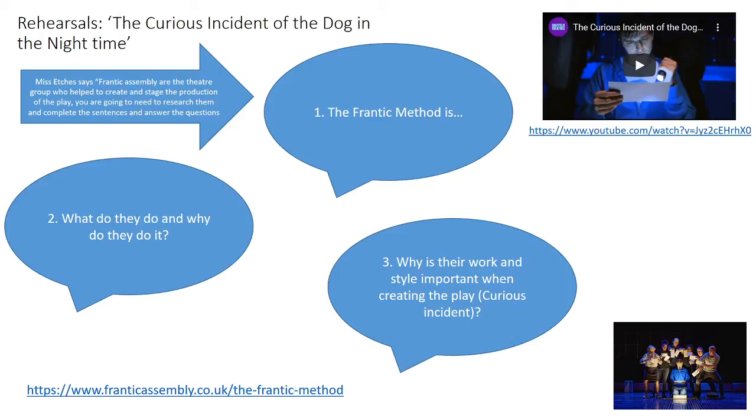So, the first one, you're looking for the Frantic method and what it is. Examples and detail is key. Do not copy and paste. 2, what do they do and why do they do it? Remember, to get a merit, the key is always why. We must say why. Number 3, why is their work and style important when creating the play Curious Incident? Examples are really key here, guys.